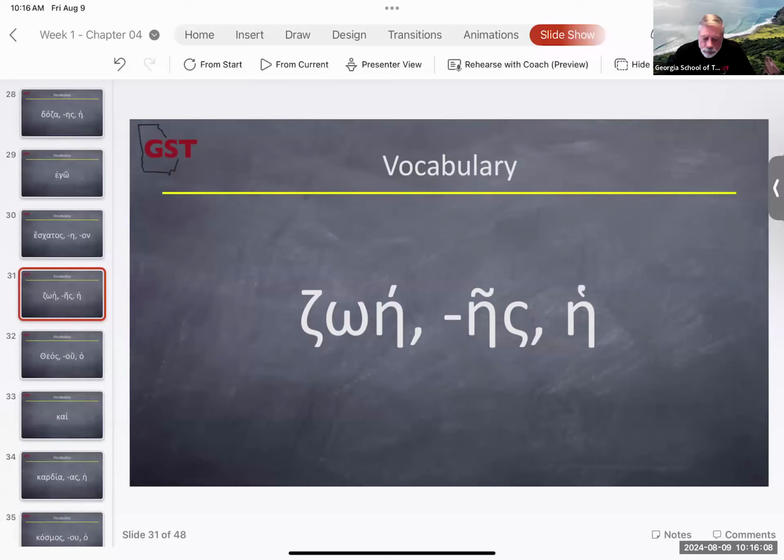What about this word? How many syllables? Two. So it would be separated between the omega and the eta, right? So how would you pronounce it? Zo-e. Let's put it together, zoe. What does it mean? Zoe, I have no idea. Life. So zoe is life, right? Life. All right.